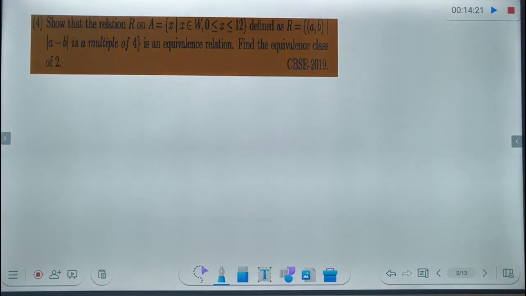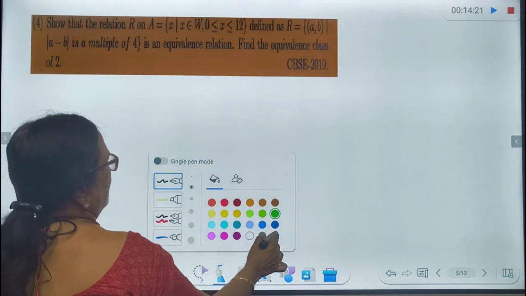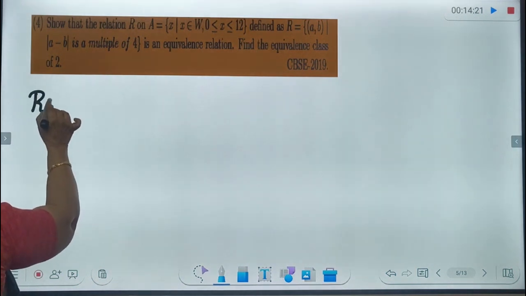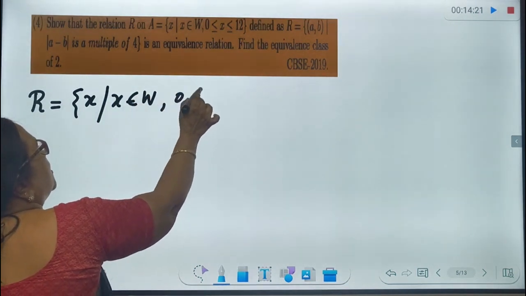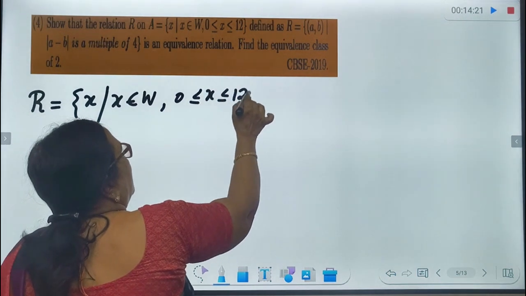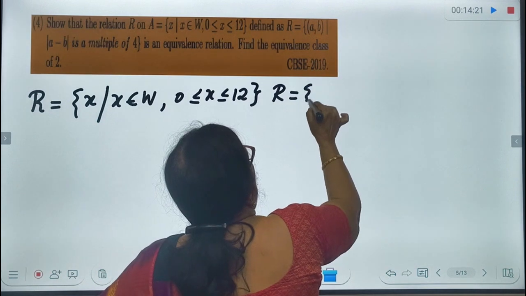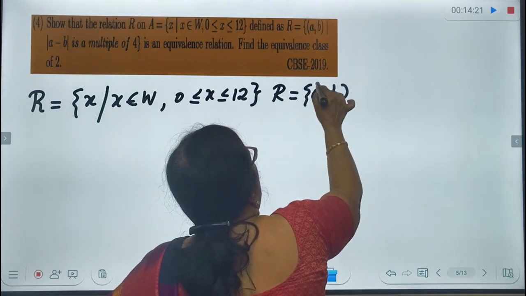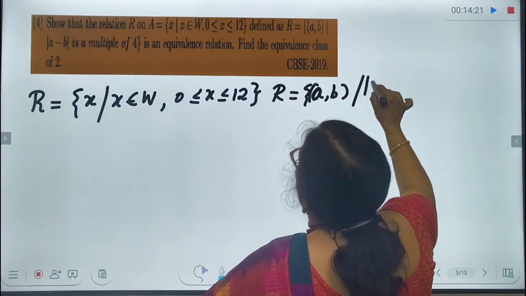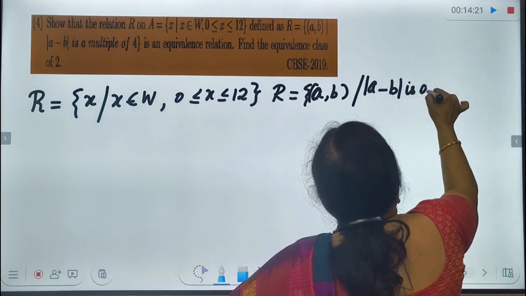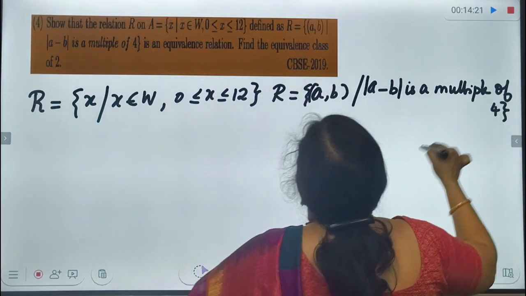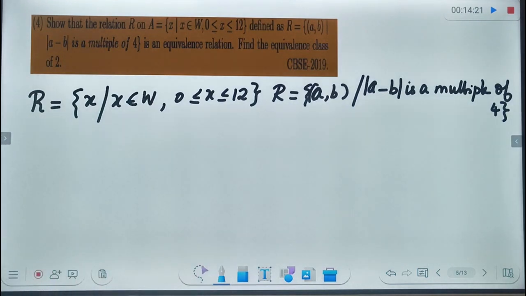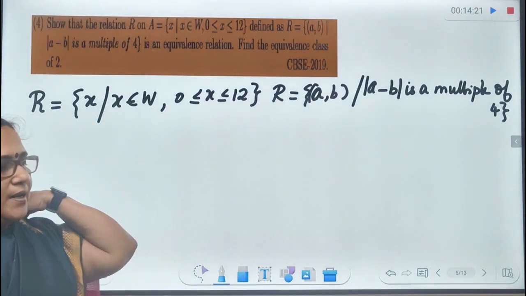Now let us look at the next problem. R equal to set of all x such that x belongs to W, 0 less than or equal to x less than or equal to 12, and R equal to set of all (a, b) such that modulus of a minus b is a multiple of 4. You have to check whether it is an equivalence relation and you have to find the equivalence class of 2. It was asked in CBSE 2019.